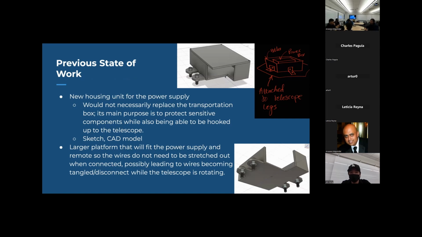Essentially this model was to be made big enough to fit on the stand, so all the wires would go inside this housing unit and then lead to the telescope, so there wouldn't be any wiring being tangled or disconnected when the telescope was being rotated.